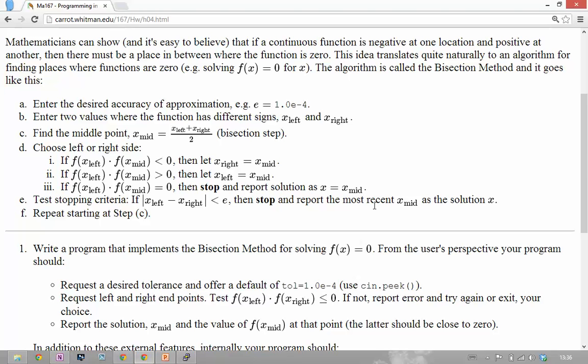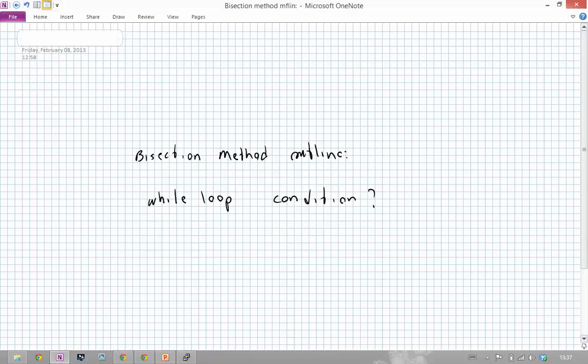Well, we have a couple if statements, right? Like talking about the right and left side. While the tolerance is too big. So it's this guy here, right? It's while what? Well, what you put in. While this is bigger than that, right? We're going to run this loop while it's bigger than or equal to.